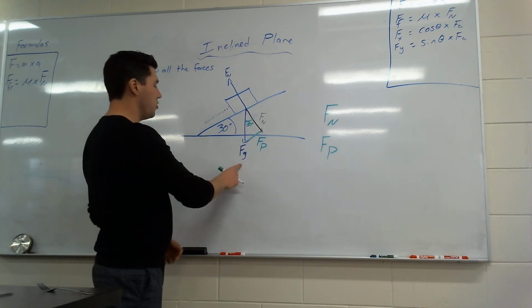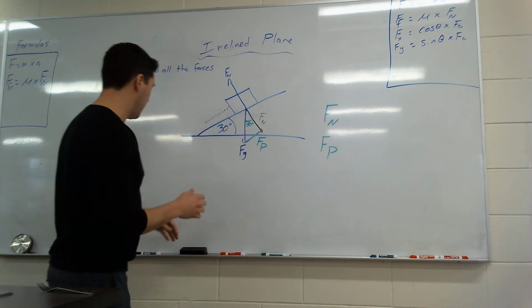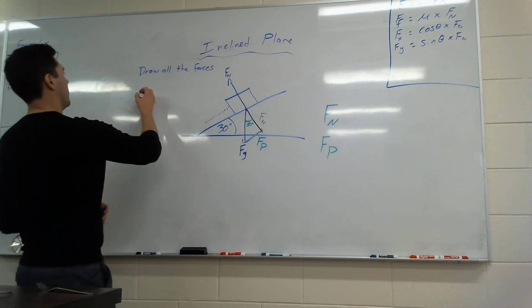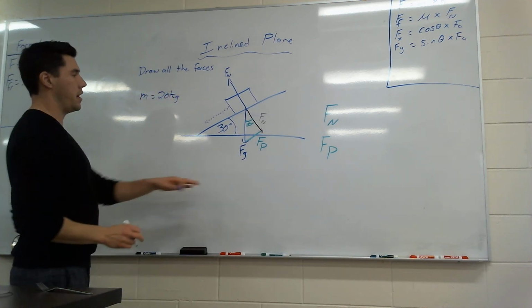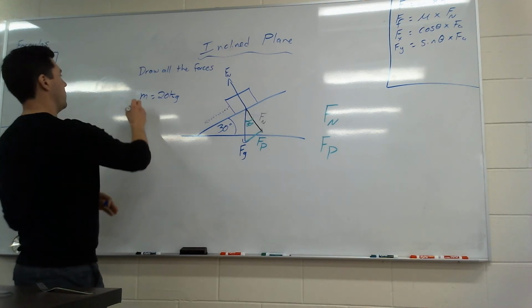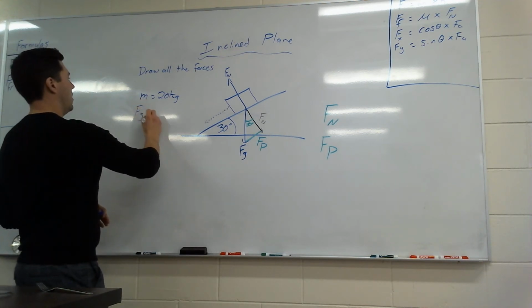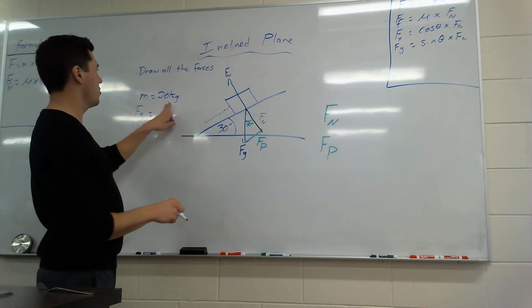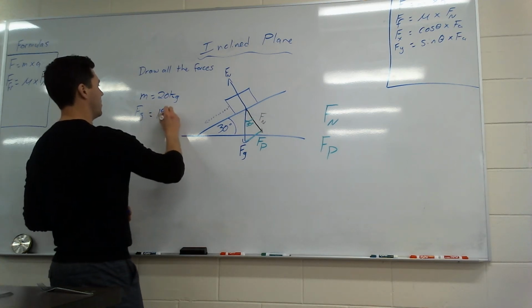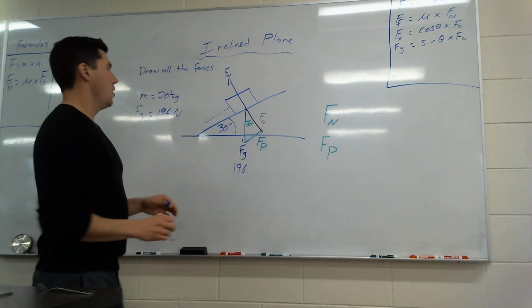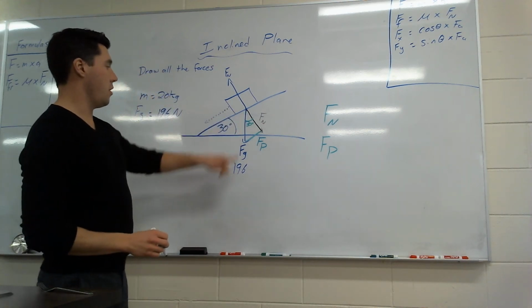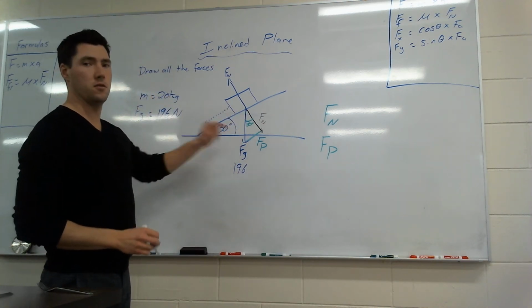The nice thing is, let's give this a mass to make this a little easier to think about. Let's say I have a mass of 20 kilograms. How do I find force gravity? That never changes. Force gravity is just 9.8 gravity times 20, so that gives us 196 newtons. So let's call this 196. Well, this is the hypotenuse. That 196 is my hypotenuse here, so that's good.